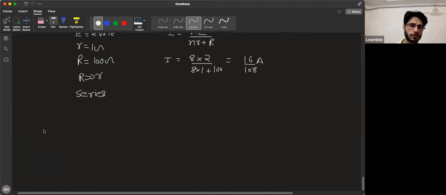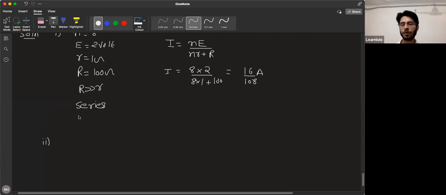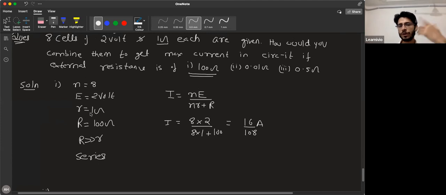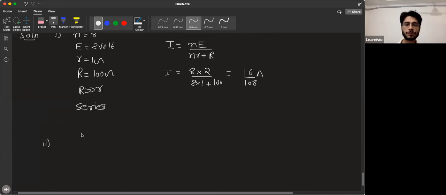Next part. Those who were absent in the last classes, please wait for 10-15 minutes. Let me finish this topic. After this topic, I will start Kirchhoff's Law, which is a comparatively independent topic. So we'll start understanding from Kirchhoff's Law. This numerical that we are doing is based on the previous lecture.